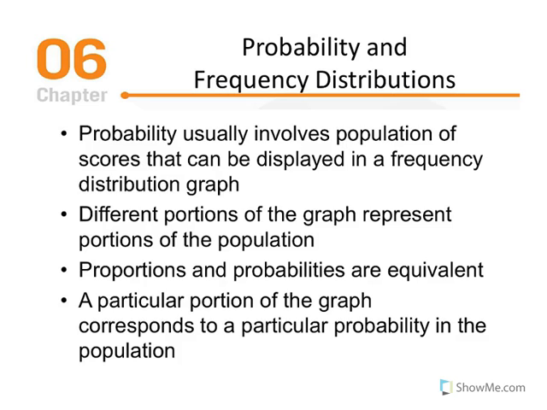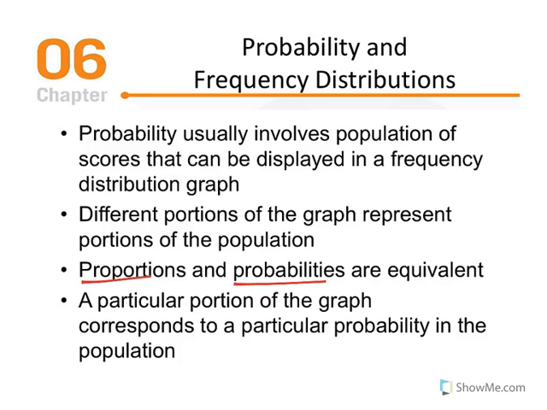that can be displayed in a frequency distribution graph. Different proportions of the graph represent portions of the population. Proportions and probabilities are equivalent, meaning that the proportion is going to be a decimal and the probability can be expressed as a fraction of the whole or as a percentage of the whole. A particular proportion of the graph corresponds to a particular probability in the population.